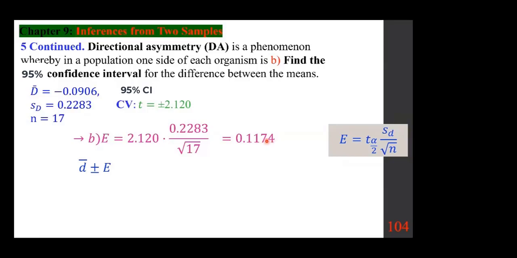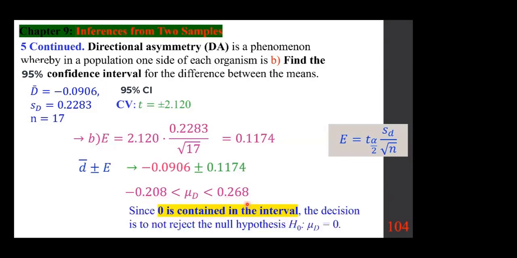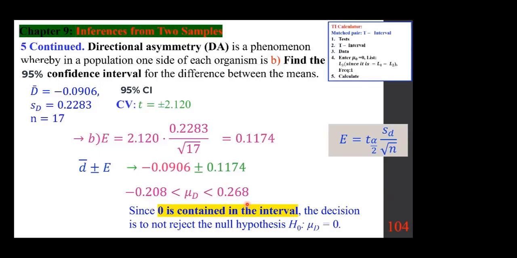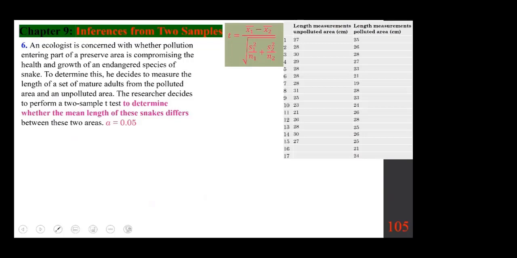We end up with 0.1174. We have the D bar. We are going to subtract this from it, and we're going to add to it. Just like x bar plus minus E, this is D bar plus minus E. That gives us the values between a negative and a positive, negative 0.208 and positive 2.68. Since 0 is contained in the interval, the decision is not to reject the null hypothesis. In other words, H sub 0, mu sub D equal to 0. That gives us the same result as before. The TI calculator, of course, can be used as well.